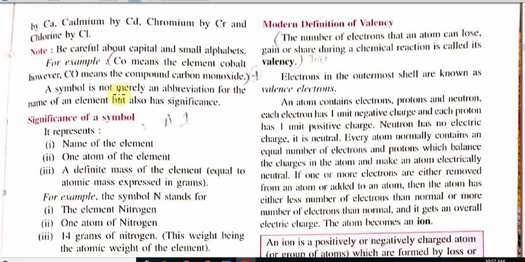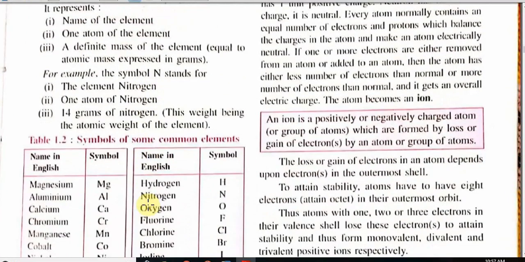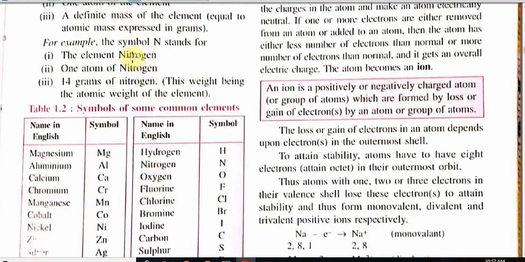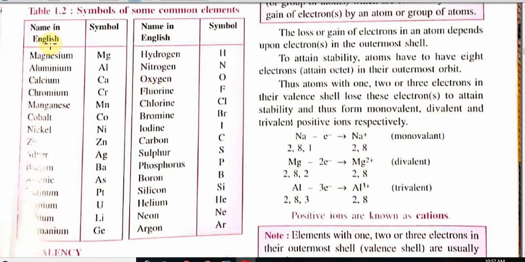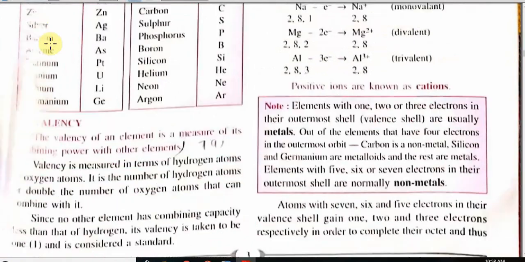A symbol is not merely an abbreviation of the name of an element. It also represents many things. It represents the name of the element, one atom of the element, and a definite mass of the element. For example, for nitrogen, the element nitrogen is represented by N. One atom of nitrogen is represented by N, and 14 grams of nitrogen is also represented by N. Table 1.2 shows some symbols of common elements.